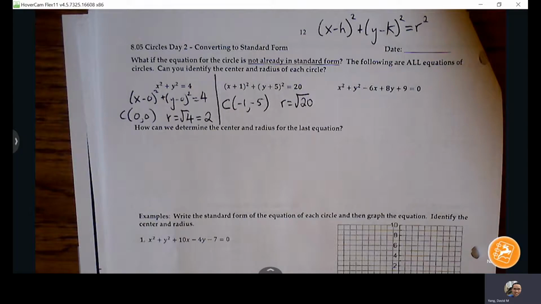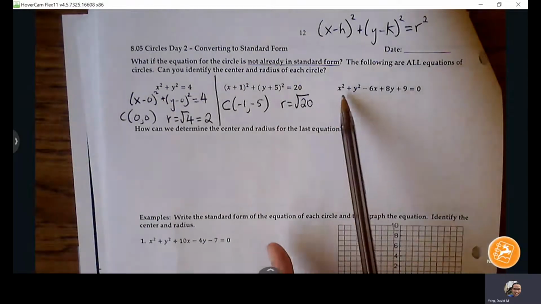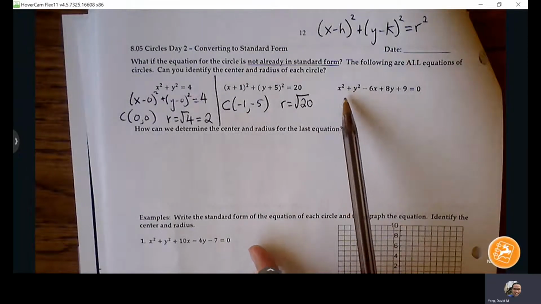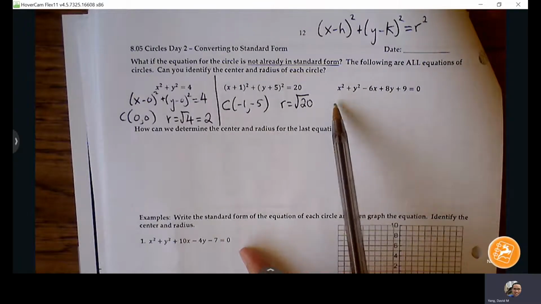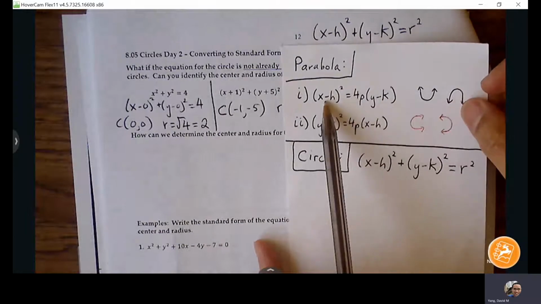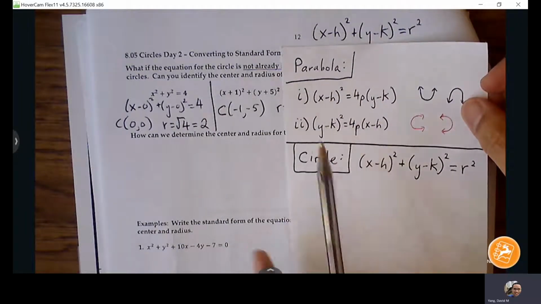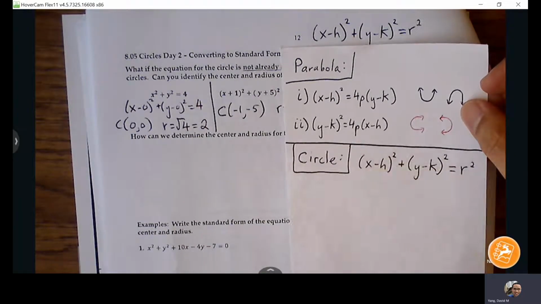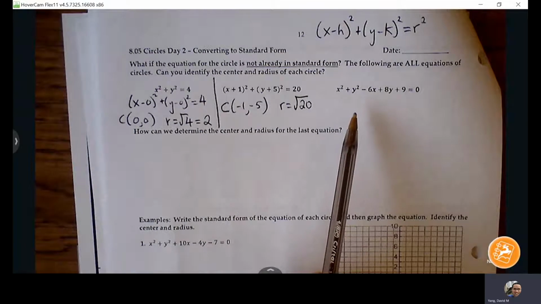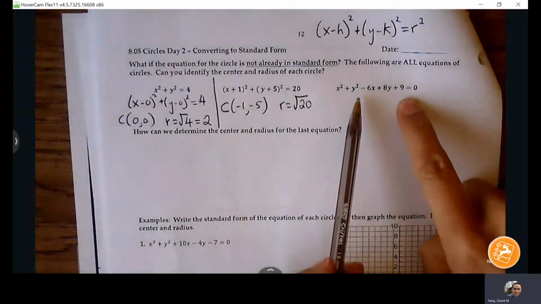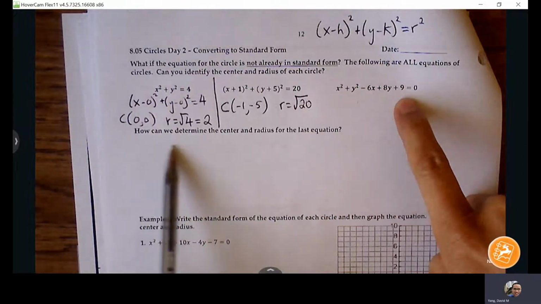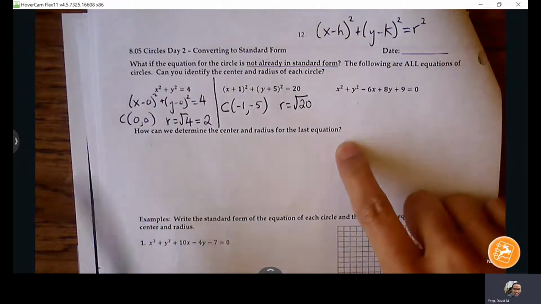Okay, now the third one is also a circle because we have x squared and y squared. The way you can tell the difference between circles and parabolas, if it's in general form, is you look to see what is squared. For a parabola, it's only x being squared or only y being squared, but for circles, both x and y are squared individually. So that's how you can quickly tell between circles and parabolas. We know this is not quite in standard form, so let's rewrite it in this space here.